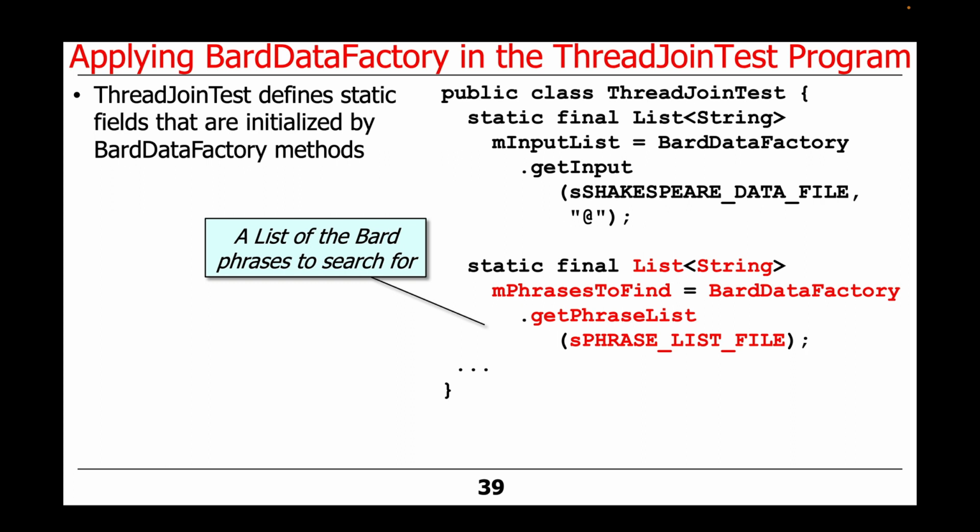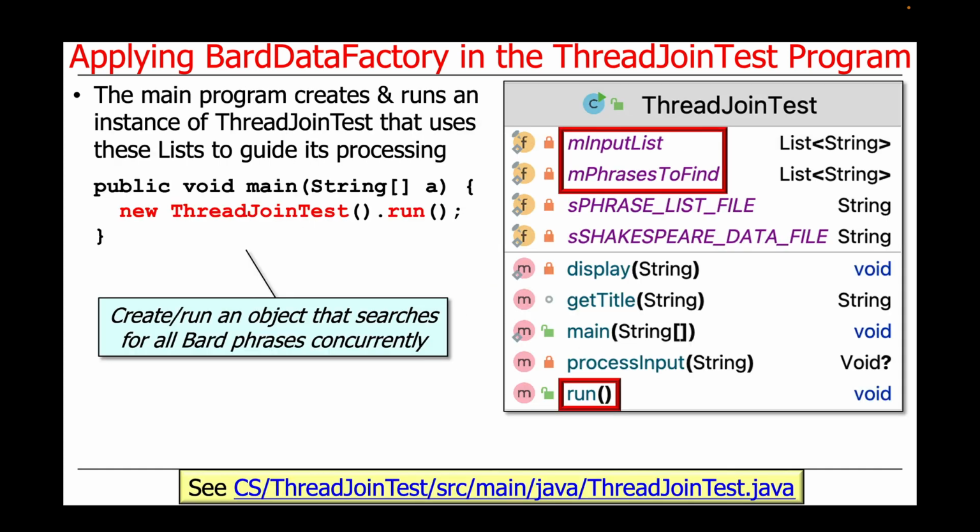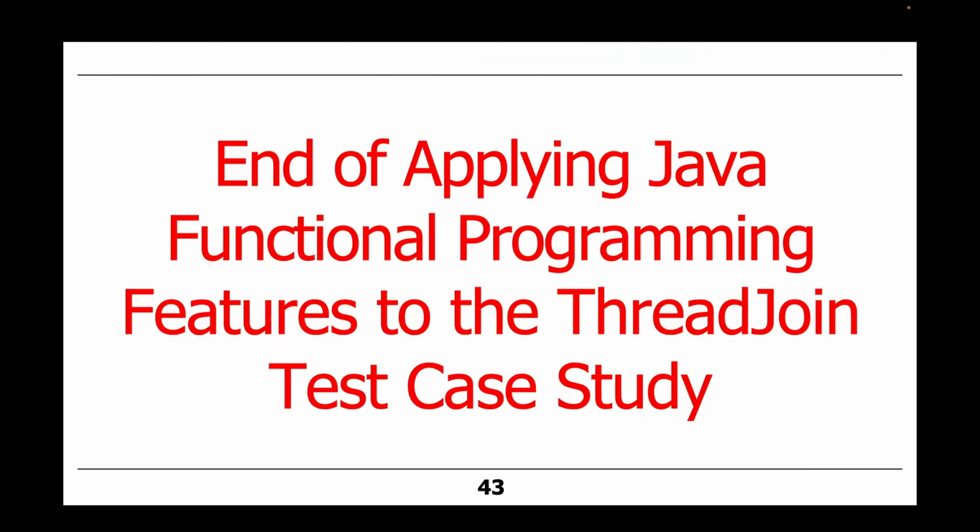Likewise, the mPhrasesDefined field contains a list of bard phrases to search for, which it obtains by calling the BardDataFactory getPhraseList method. When the program is launched, it creates and runs an instance of ThreadJoinTest that uses these two lists to guide its concurrent processing. This wraps up the first part of our ThreadJoinTest case study, which demonstrates how to apply Java functional programming features in the context of a multi-threaded application.